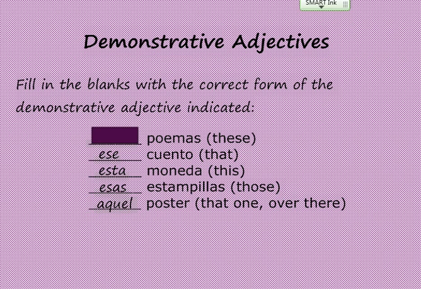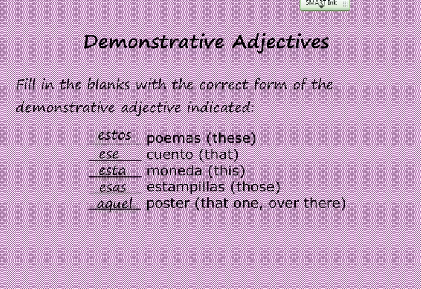To say that poster, but specifically we're talking about that one that's way over there, we would say aquel poster. I'm going to go back to the first one because this one's a little complicated. The word for poema is actually masculine. It seems like it should be feminine because it ends in an A, but there are a couple of tricky words like this that you need to keep an eye out for.